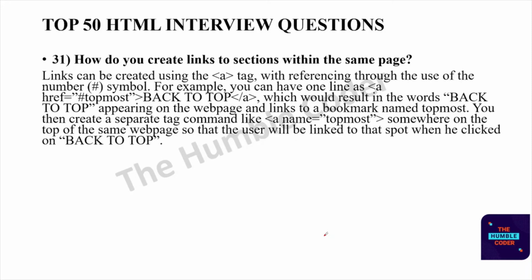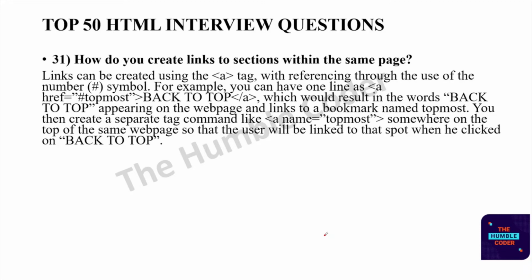How do you create links to sections within the same page? Links can be created using the anchor tag with referencing through the use of the number or hash symbol. For example, you can have one line as a href equals hash topmost, back to top is the content, which would result in the words back to top appearing on the web page and linking to a bookmark named topmost. You then create a separate line with the anchor tag and name it topmost somewhere on the top of the same web page, so that the user will be linked to that same spot when he clicks on back to top.